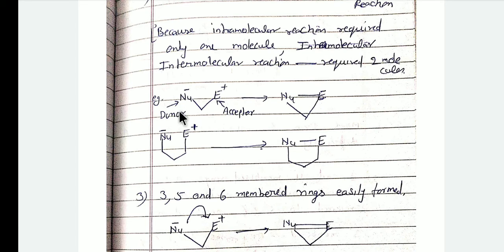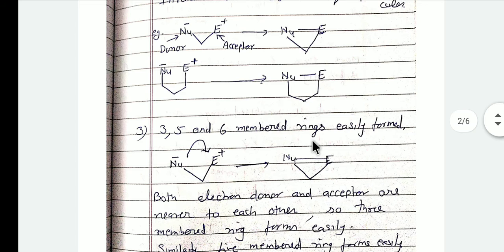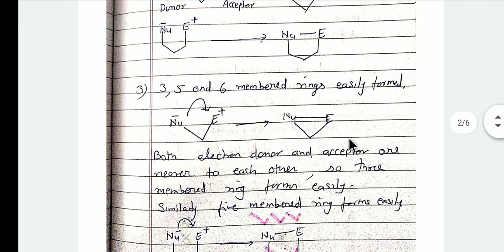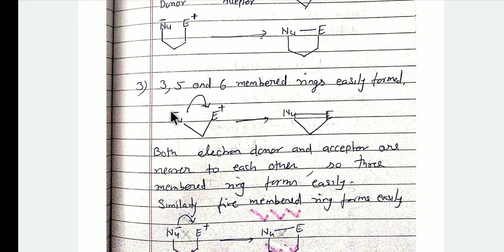In this way, five-membered ring formation can also be carried out. The five-membered ring is formed very easily because of the natural thermal motions of the carbon atoms, which are in the form of the nucleophilic end and the electrophilic end, and these ends form a covalent bond. 3, 5 and 6 membered rings form easily. Here the diagram illustrates the formation of the three-membered ring.